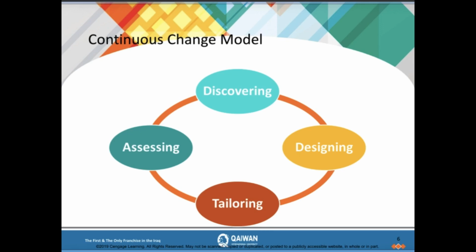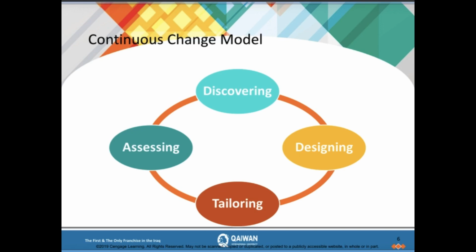So think about the companies today. They don't change once and stop. Of course, they keep adapting, they keep improving and responding to the environment. So that's why this model is called continuous change. So we start with discovery. Discovering means the organization continuously looks for new ideas or new opportunities or problems. For example, they observe market trends, customer needs or new technology.